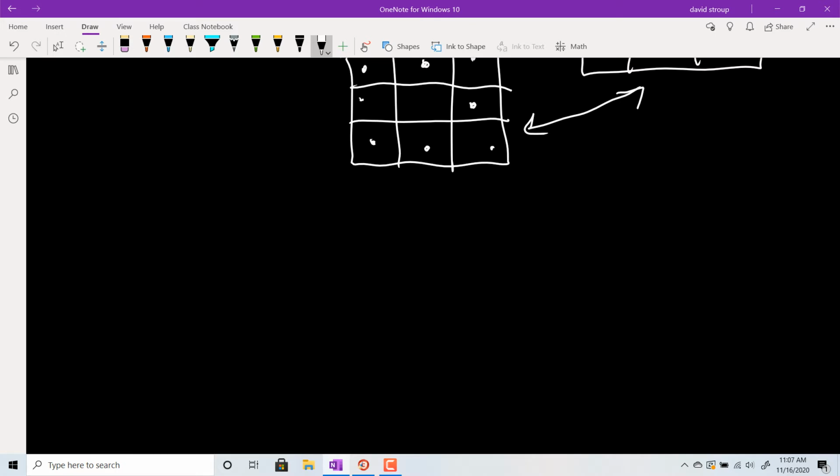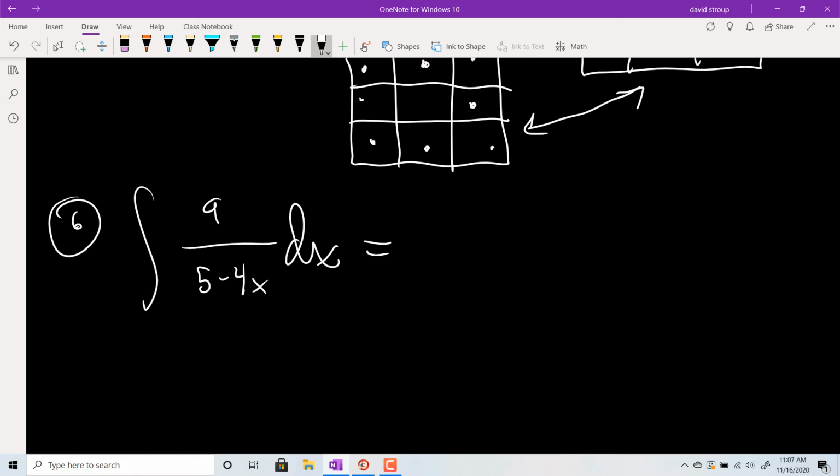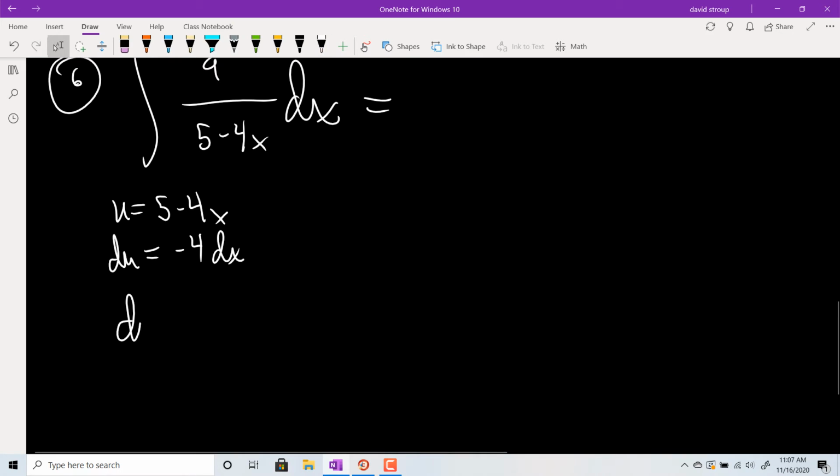Okay, so let's get back to reality and take a look at some more examples. Okay, so I have the integral of 9 all over 5 minus 4x dx. And then, again, I'll let u equal 5 minus 4x. du is negative 4 dx. And I like to solve for my dx. That will be negative du over 4.